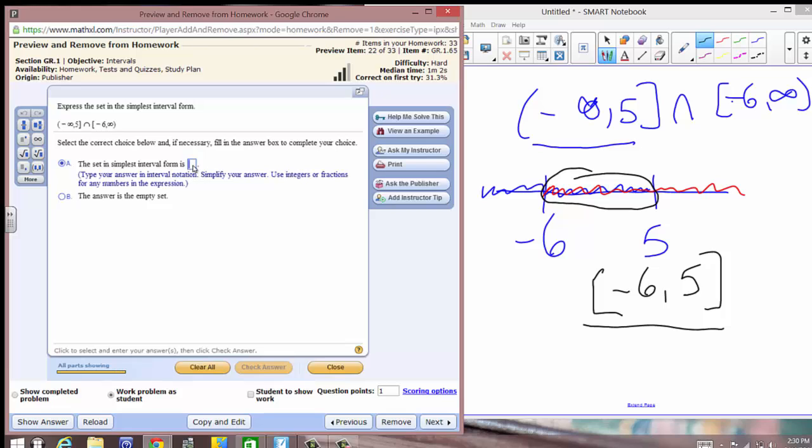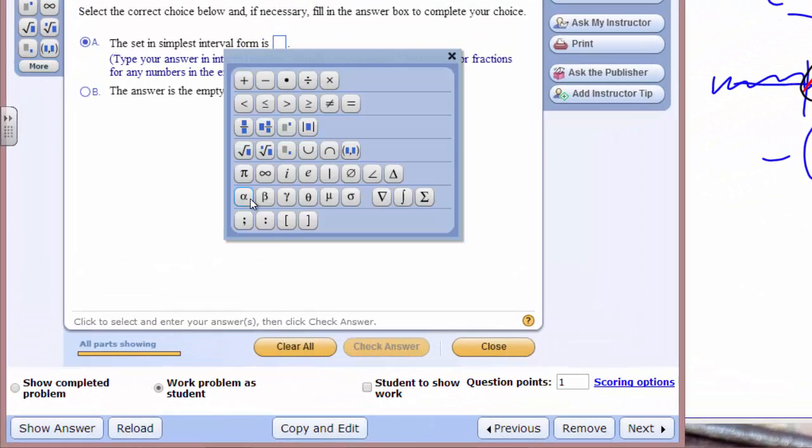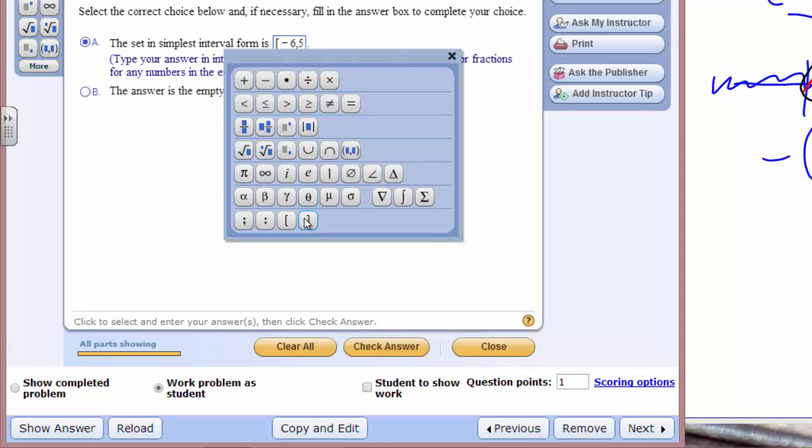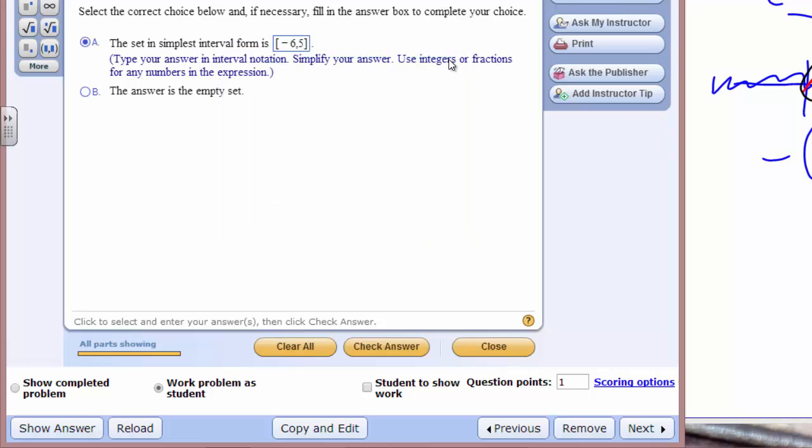Now for this one we need square brackets, so let's use the palette here. More. Square bracket. Negative 6, comma, 5, and we will use the palette to end the square bracket. And we can check.